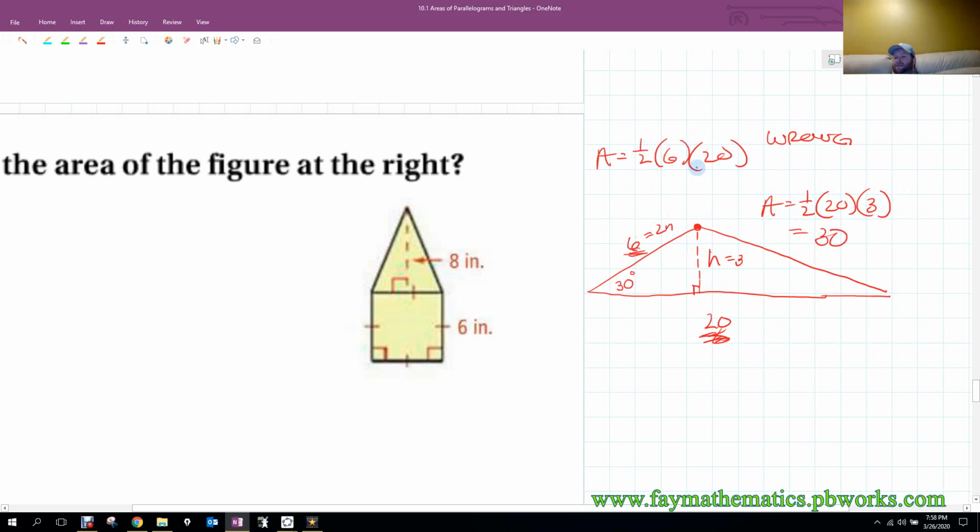Up here you would have gotten 60. That's obviously wrong. So that's what I want to make sure we understand, that when we're working with the area of a triangle, it's not just any two sides that are B and H. They're specific. You have to know what the definition of H is, what an altitude is. This triangle here, I'm going to find the area of that.